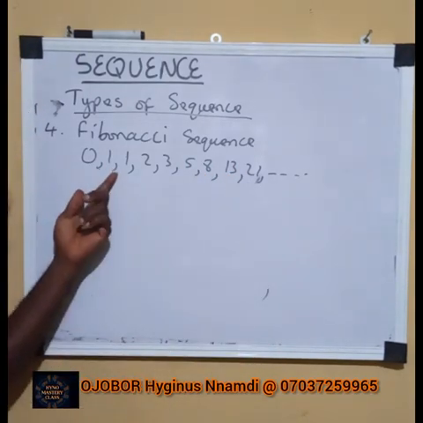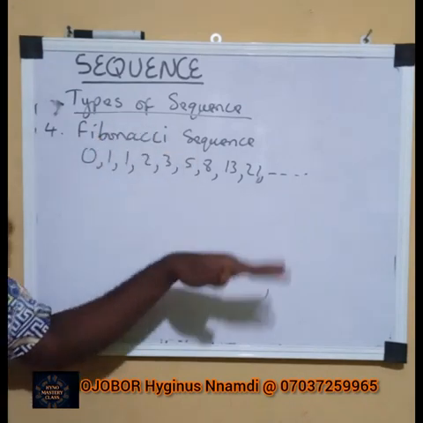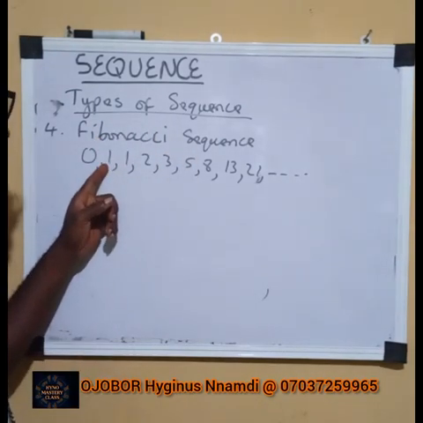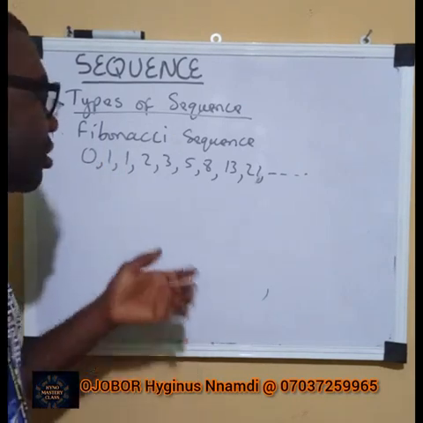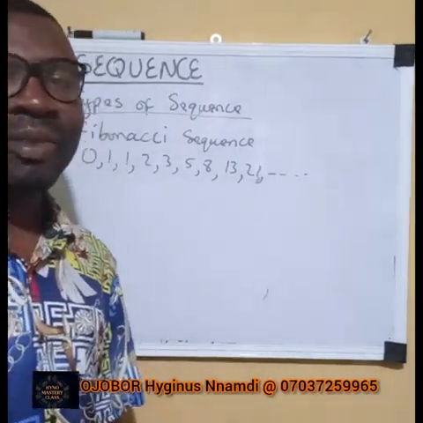It is only the first 2 terms that do not obey that rule. The order from the 3rd term upwards obeys that rule. 0 plus 1, you have 1. But these first 2 do not obey the rule. That is what we refer to as Fibonacci sequence. It's also a special type of sequence.